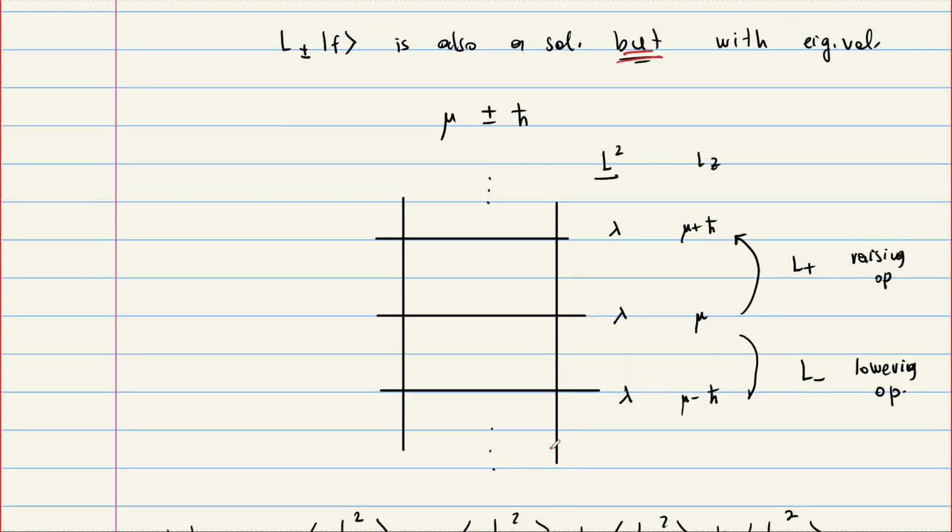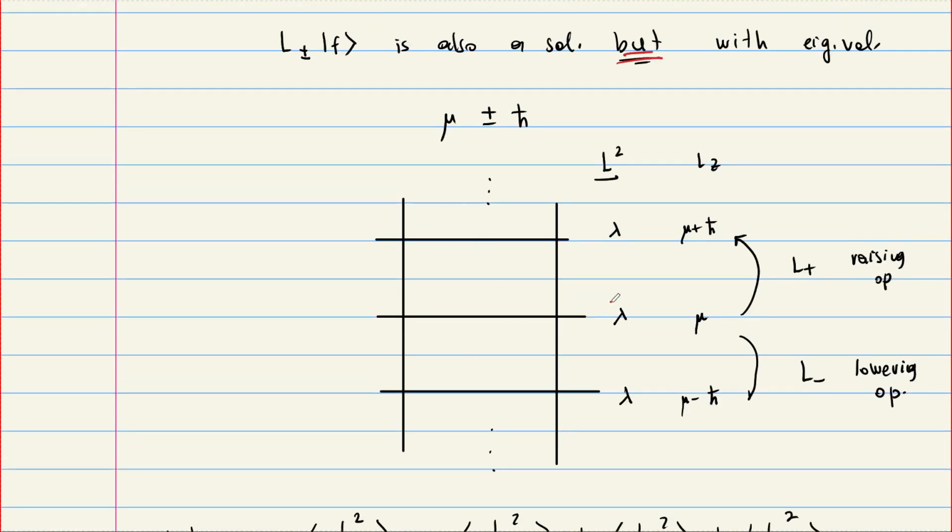Then we introduced our ladder. The ladder was like, okay, here's the spectrum. So there are eigenvalues of L squared and eigenvalues of Lz. By operating with L plus or L minus, eigenvalues of L squared stay the same, so they didn't change. But eigenvalues of Lz increase or decrease.